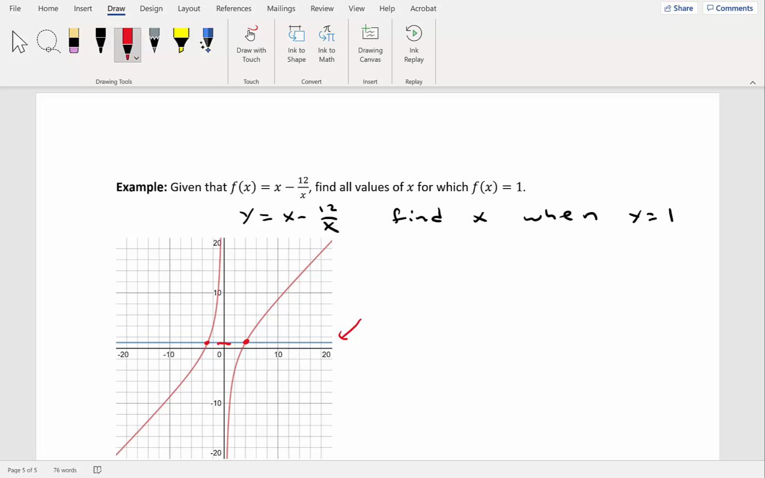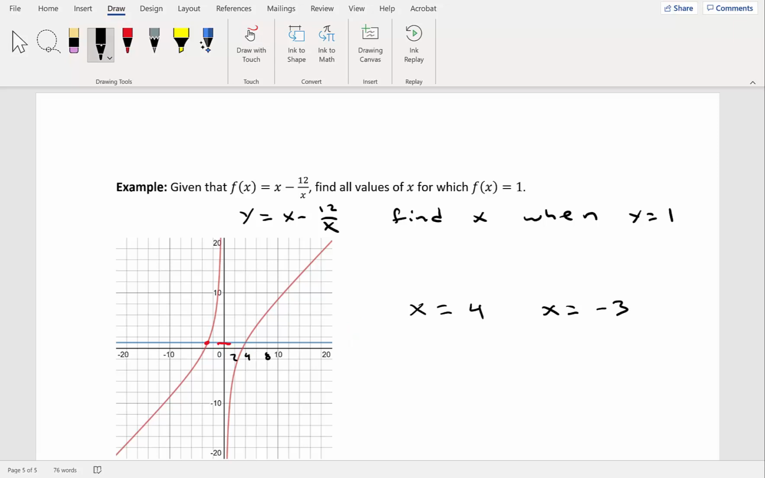Now be careful because the increments over here are by 2. So it's just like 2, 4, 6, 8, 10. And then the other side would be negative 2, negative 4, negative 6, negative 8, negative 10. So when we're looking at the graph, we can tell that when y is 1, x is equal to 4, and x is equal to negative 3. So this is using a graphical approach.